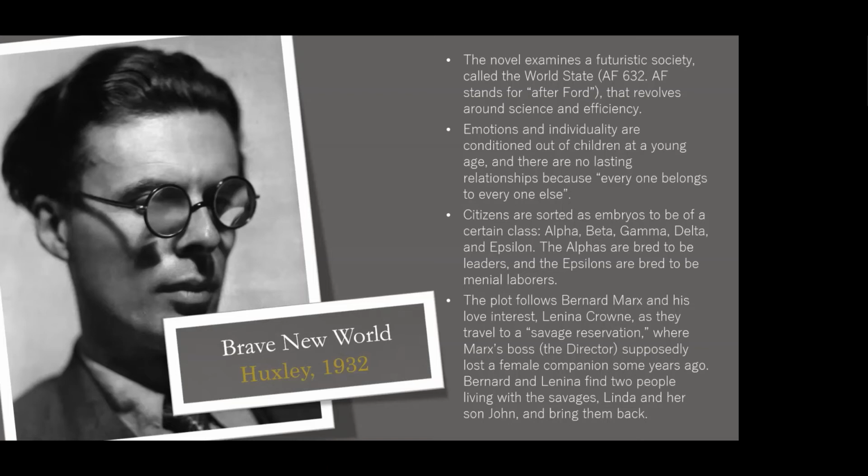And then citizens are sorted as embryos to be different classes. Really, it's kind of like a caste system, right? So people actually don't breed. People actually don't have sex to procreate. Instead, people are created in laboratories, and those laboratories design the people based on the needs of the living society, right? And so there are different castes, and those are alphas, betas, gammas, deltas, and epsilons.